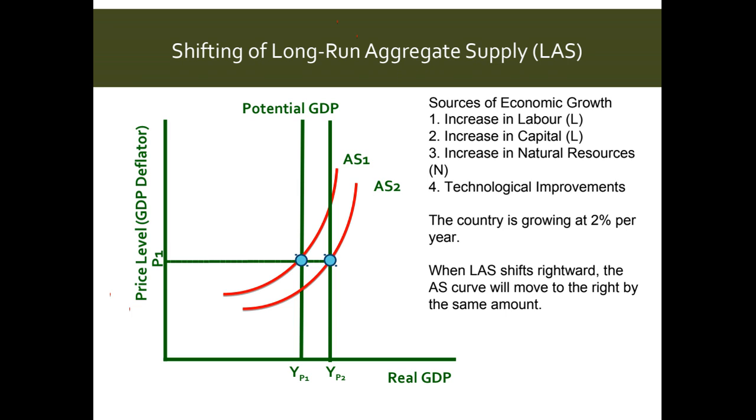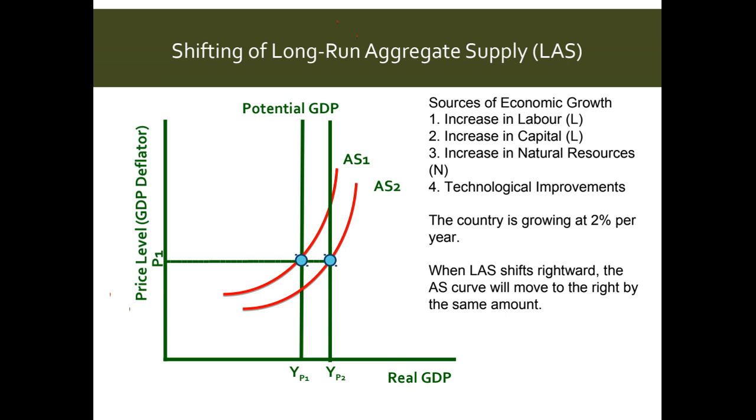Now, if you look at the title of the slide, it says shifting of long run aggregate supply. So I shifted the long run aggregate supply curve, that is potential GDP, LAS, to the right, but I also shifted the short run aggregate supply curve as well. The title says only shifting of long run aggregate supply curve. Remember, when the long run aggregate supply curve shifts rightward, the short run aggregate supply curve must move to the right by the same amount as well.